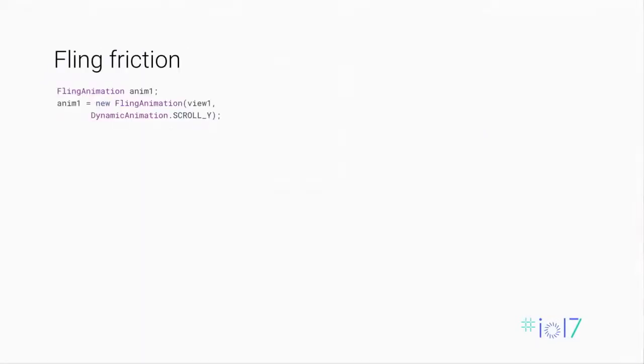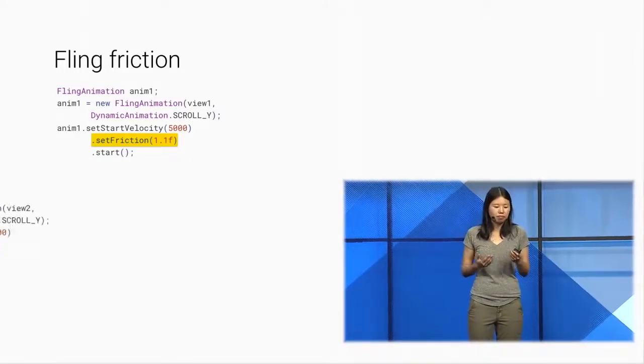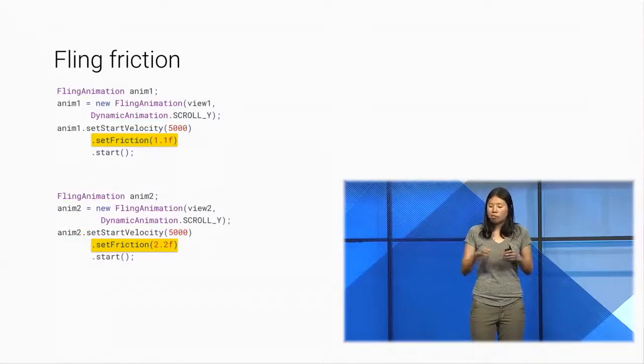Now let's take a closer look at the fling friction. Here I'm going to create an animation for the view's scrollY property with a starting velocity of 5,000 pixels per second and a friction of 1.1. And then I'm going to create another animation with the exact same setup, except we're going to double the friction. And if we run these two animations side by side, we can see how the friction affects the look of the animation.